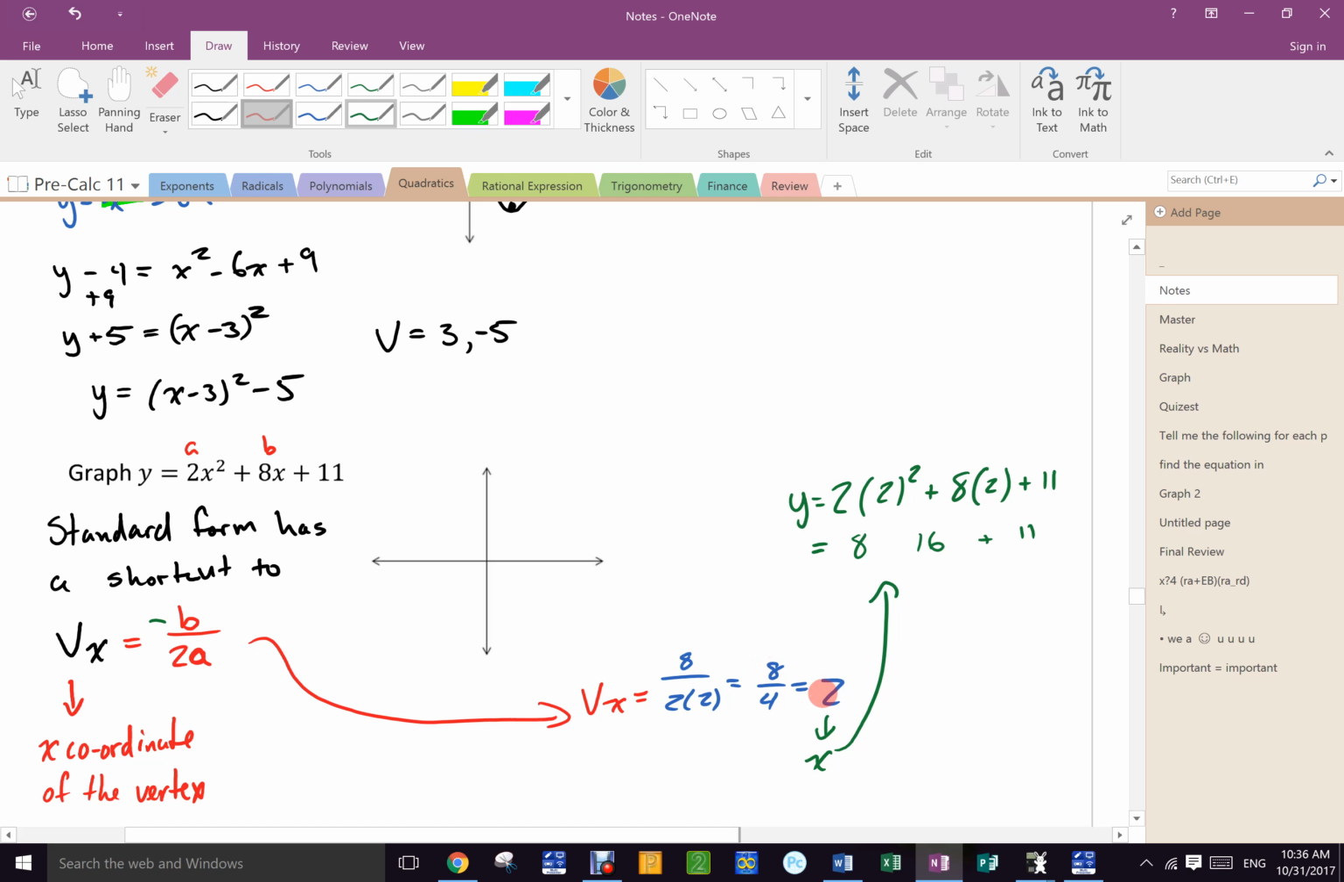So this is really what? This is really what? 2 times negative 2 squared. So this is really what? Negative 16. So what's my y value? What's 8 minus 16? Negative 8. What's negative 8 plus 11? 3. So if my x is negative 2 and my y is 3, do I have my vertex? Which is where? Negative 2, up 3, right? And now, can you graph it?